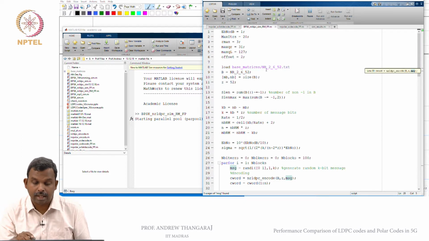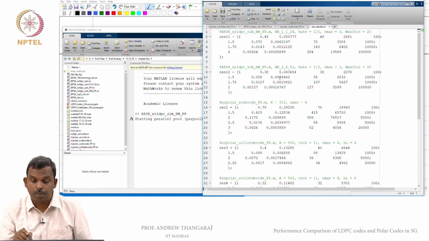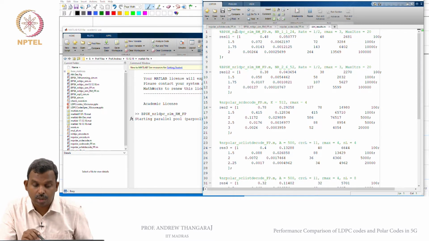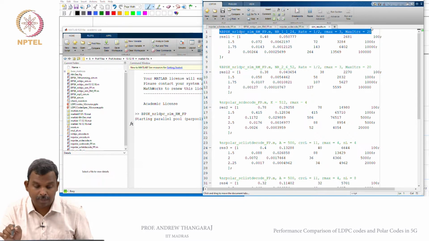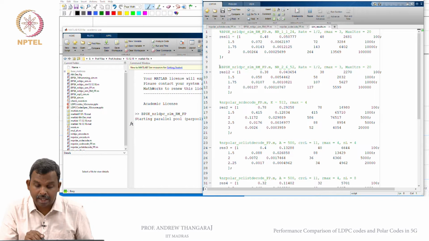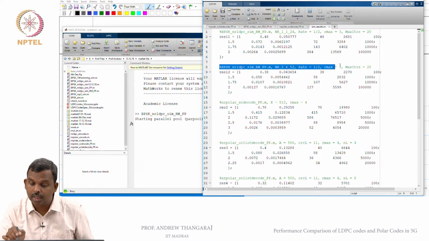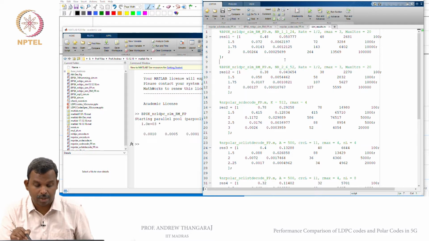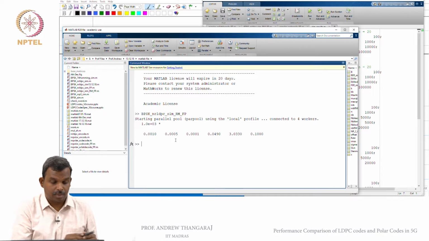So this is the NR BG2 case, and you can see how I've taken those values and put them here. Just to continue with the simulation results, the first block is for BG1 and Z equals 24, rate half, Rmax 3. The next array that I have here is for 2, 6, 52. Again, 20 iterations, Rmax is 3, rate half. Both of them will have something similar.